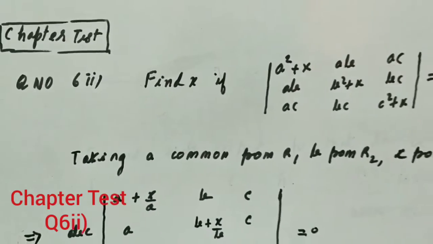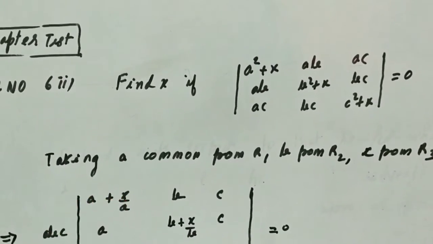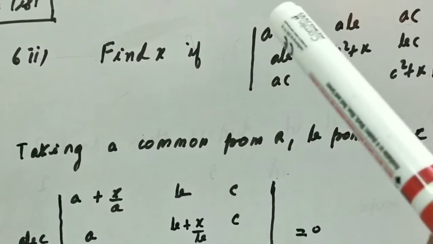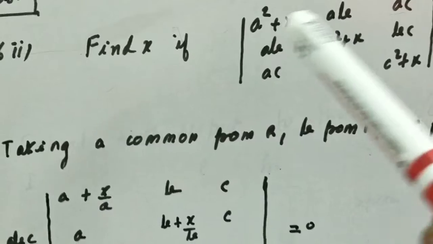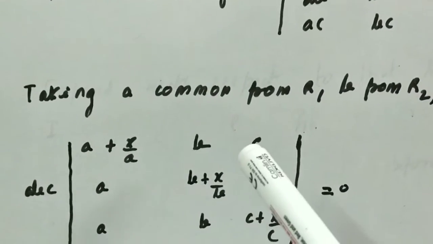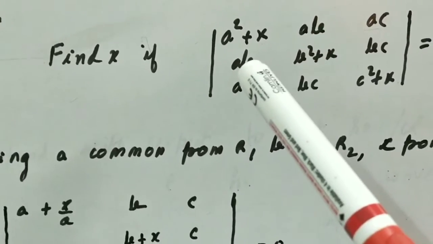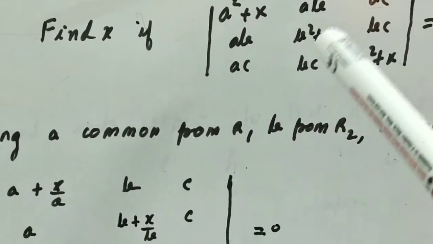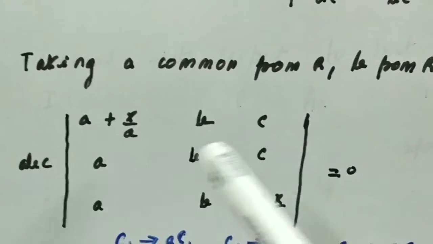It's a question of chapter test, question number 6, second part. First, I will take a common from the first row. I get a plus x by a, b and c. Then I take b common from the second row. I get a, b plus x by b plus c.